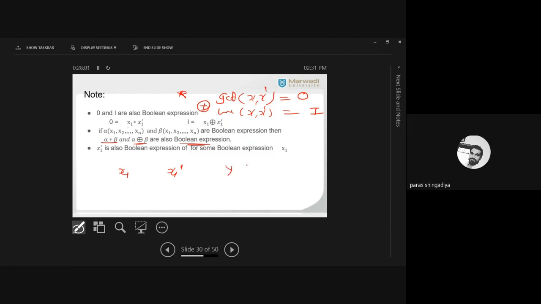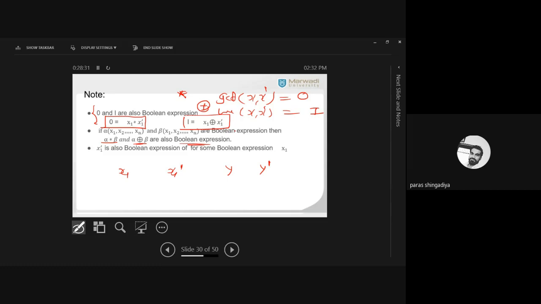Okay, if y is a Boolean expression, then y dash is also a Boolean expression. In this property, the first one is important, because we will use it in the max term and min term concept that is required to derive the answer in max term and min term form. The remaining are very easy. Clear? X1 star x1 dash will be the 0 element, and x1 ring sum x1 dash will be the I element. Okay, this also can be asked as a short question as an MCQ.